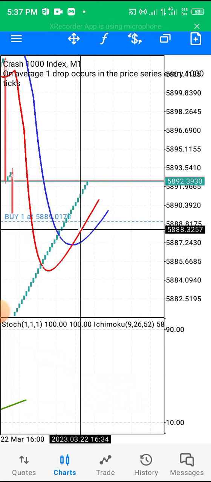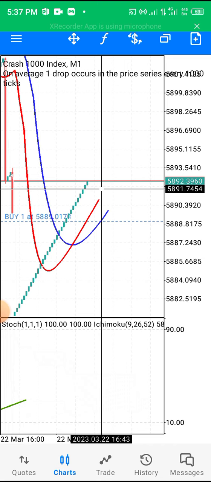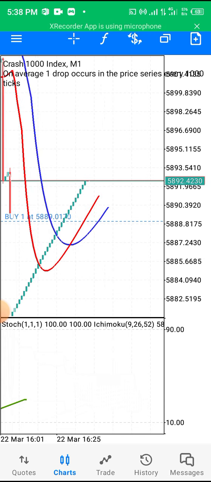As you can see, we just got our 10 candlesticks, so we are about to close the trade at the moment. That's how it works, guys. It's working perfectly fine.